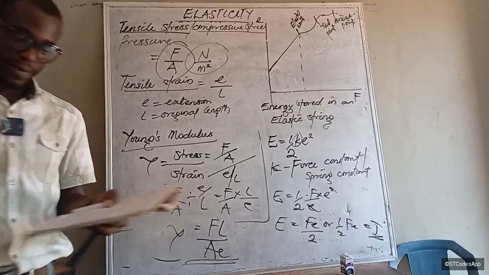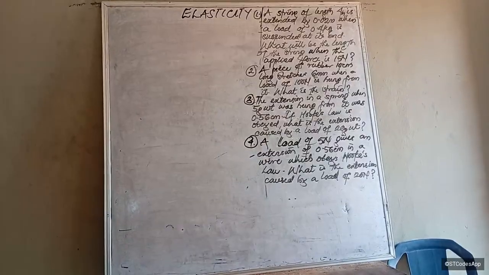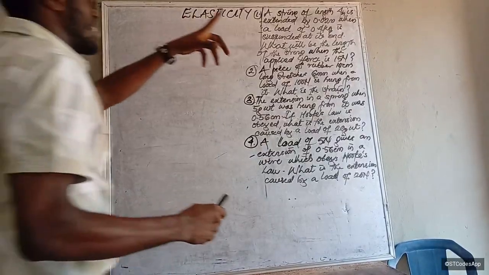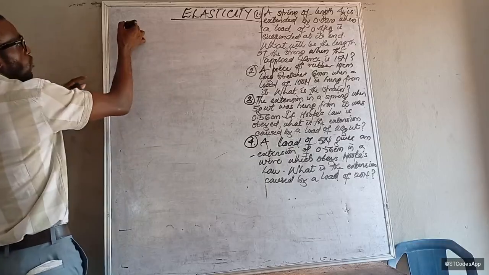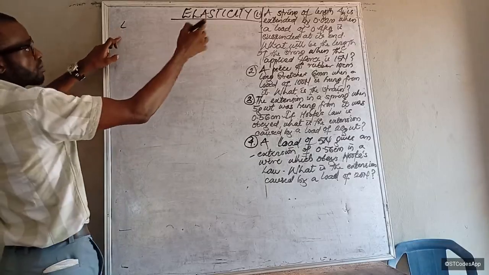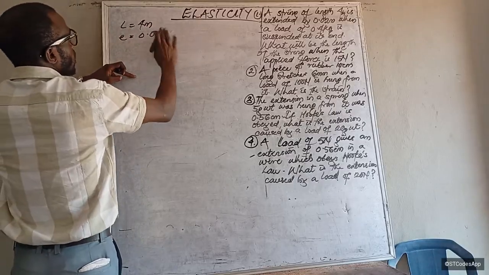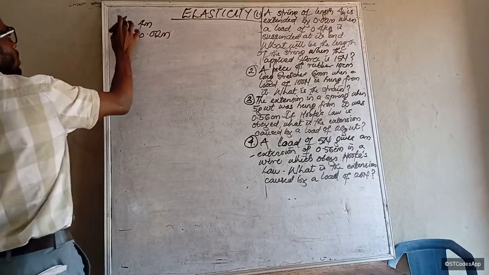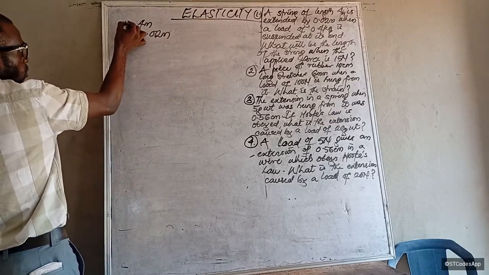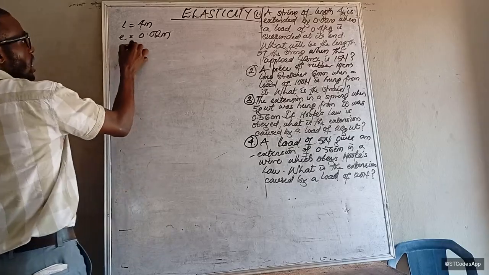Alright, let's take these questions. Let me write some questions down. Alright. A string of length 4 meters is extended by 0.02 meters. So a string, what's the original length of the string? 4 meters. What's the extension produced? 0.02 meter. When a load, so now let's call this small l, then the load, we could call it force.